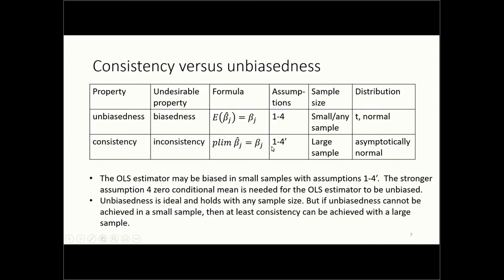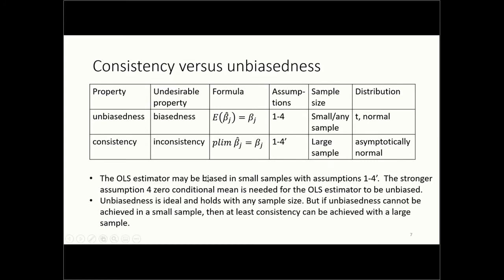So here we use the weaker assumptions 1 through 4 prime. Here we use the assumptions 1 through 4. This unbiasedness property is valid in any sample, small or any sample size, whereas this one is only valid in large samples. And the distribution that we would be using here is the t or the normal. Here we would just have an asymptotically normal distribution.